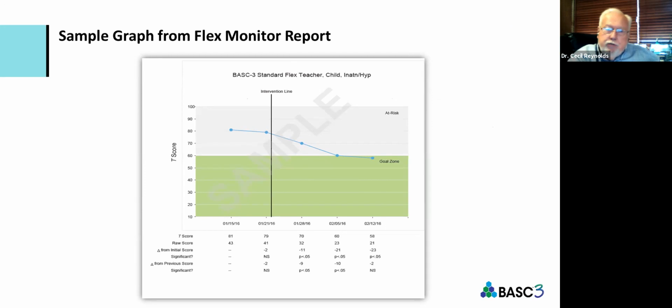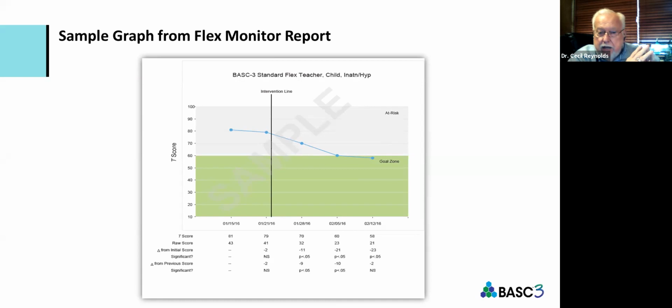And you'll see you get a nice pictorial, and you can also cut and drop this into a report if you need to, or print it and put it in a child's file or maintain it digitally. You'll see that we give you the T-scores at the bottom of the graph, the raw scores. Then we give you the actual change from the initial score. Then we give you the statistical significance of the difference.